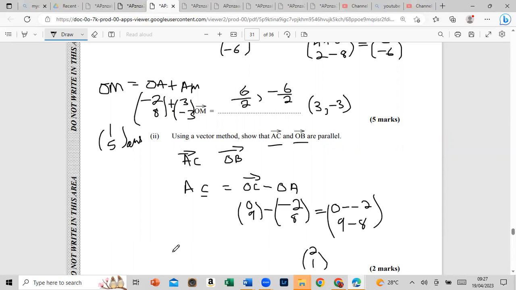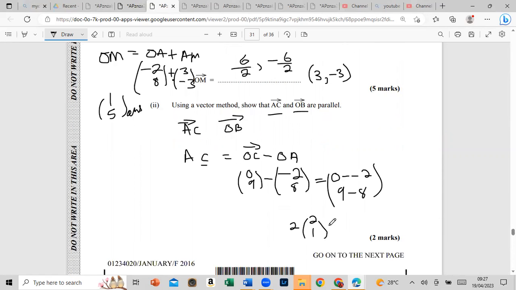And remember that OB was what? It was 4, 2. So yeah, we can multiply 2, 1 by 2 and give us that 4, 2. That means it's parallel. Once there is a multiplication factor, it's parallel. So to prove it, this was the January 2016 paper.